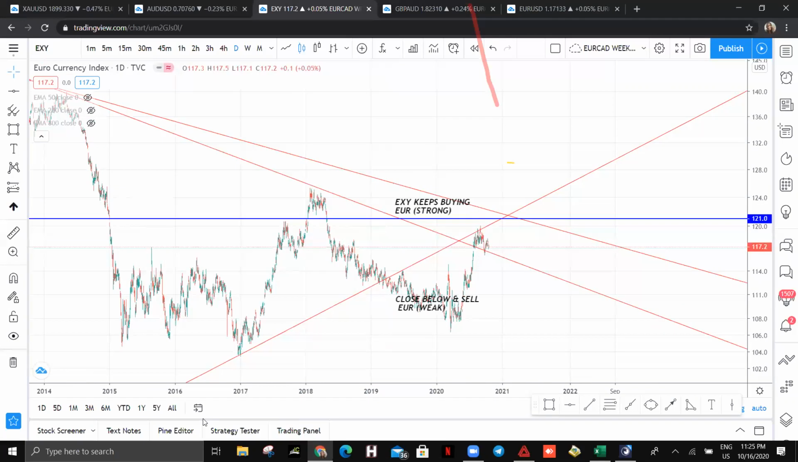So I think I've explained everything I said I was going to explain. What about 15 minutes time frame? Yes, you can use 15. I told you I can draw your support and resistance on any time frame. You can draw your support and resistance on any time frame.